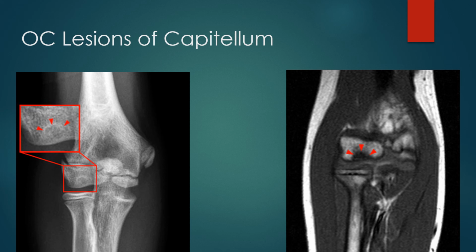Here we can see an X-ray and MRI correlation of a 13-year-old male baseball pitcher. In the AP X-ray, there is a sclerotic outline of an OC lesion of the capitellum. Looking at those same red arrowheads, we can easily identify it in the T1 MRI, where there's a clear osteochondral lesion. Due to the lack of edema surrounding this lesion, it can likely be deduced that this OC lesion of the capitellum is pretty stable. We'll talk about unstable OC lesions on the next slide.